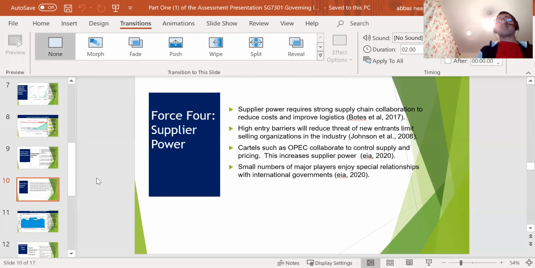Cartels such as OPEC collaborate to control supply and pricing, and this gives them a significant amount of control over the market. A small number of major players enjoy special relationships with international governments that make them the favored supplier.